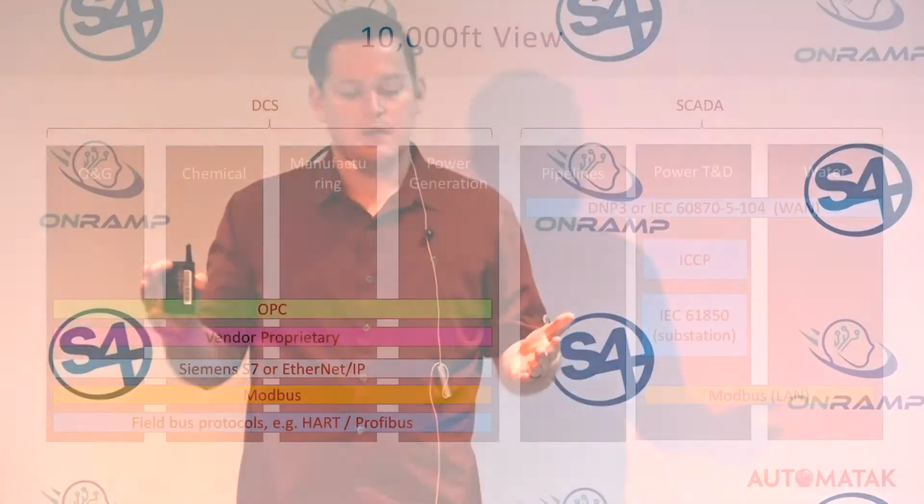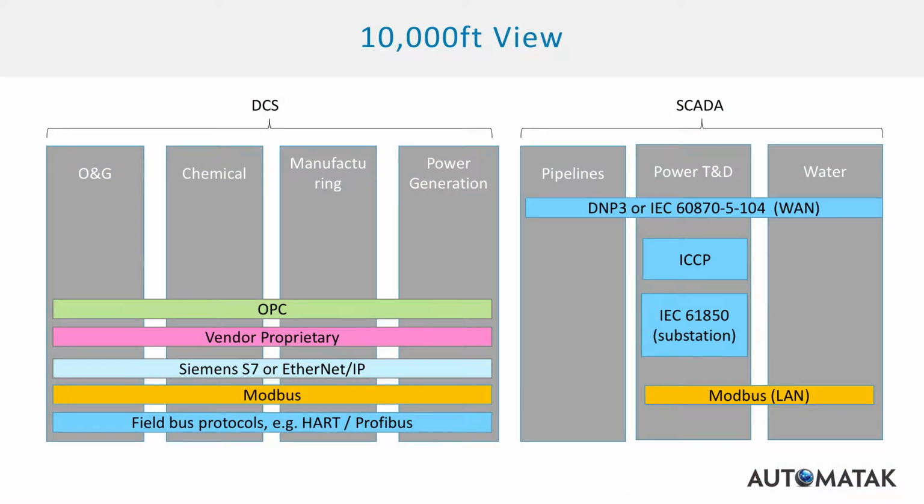So this was my stab at a very 10,000-foot view of some important protocols and what industry verticals they're used in. I also tried to capture, on the left you'll see DCS, on the right you'll see SCADA, that split between those two different types of control systems. It's by no means meant to be comprehensive. There's certainly protocols I've left out.